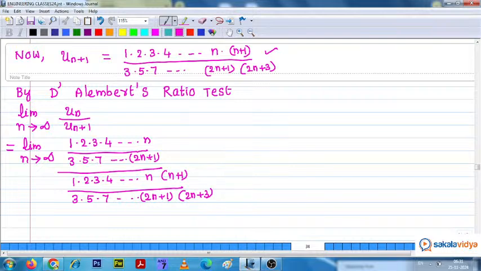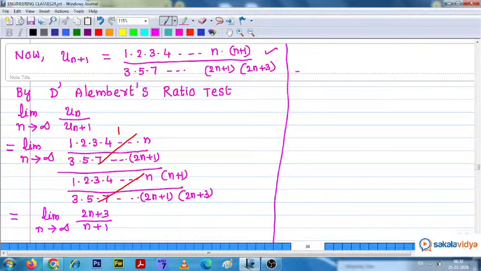So, now 1 into 2 into 3 into 4 and so on to n by 3 into 5 into 7 and so on to n plus 1, and this one, 1 into 2 into 3 into 4 and so on to n by 3 into 5 into 7 and so on to n plus 1, cancel. So, this one and this one get cancelled. So, this is actually n plus 1 by 2n plus 3. So, we can write here limit n tends to infinity, you get 2n plus 3 upon n plus 1. So, now what shall we do? You need to find the limit of this function.